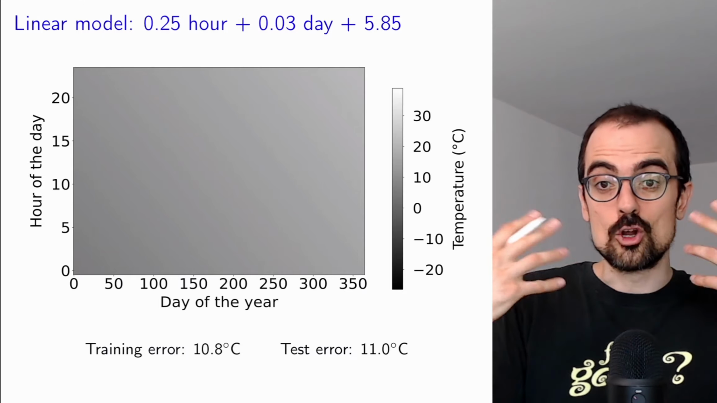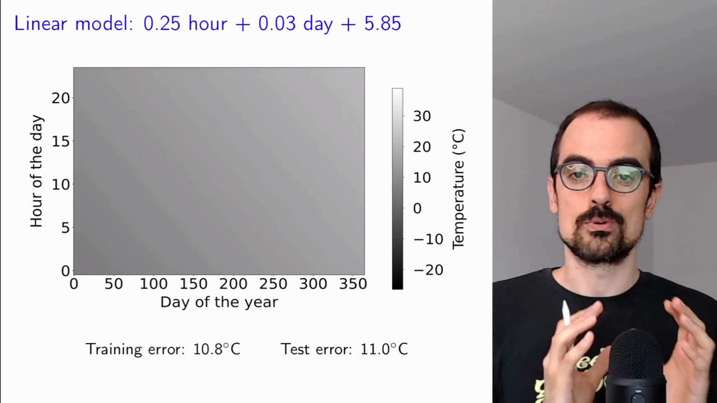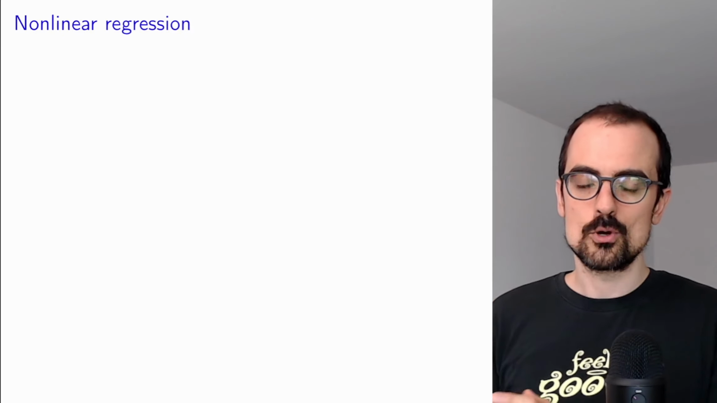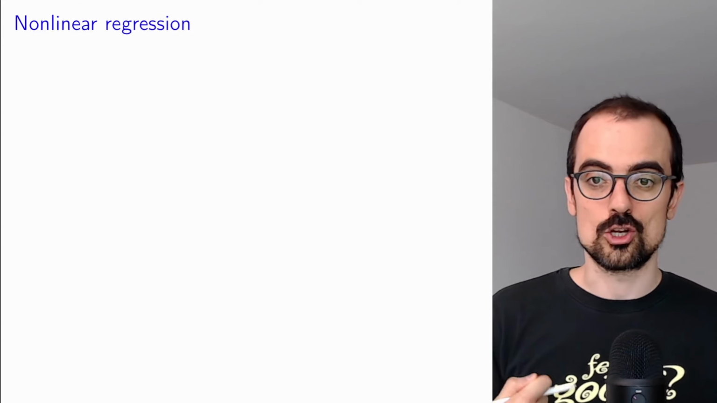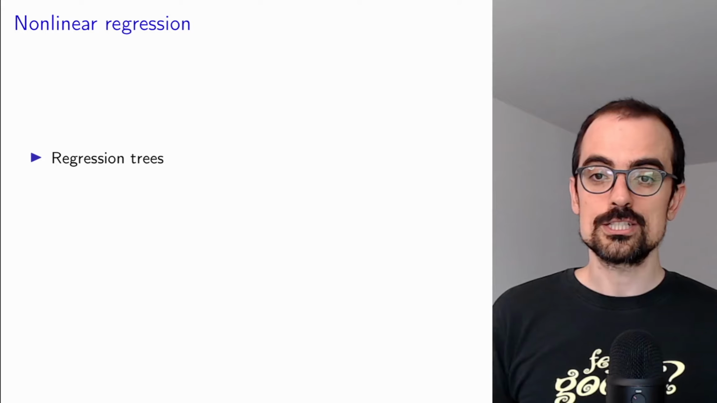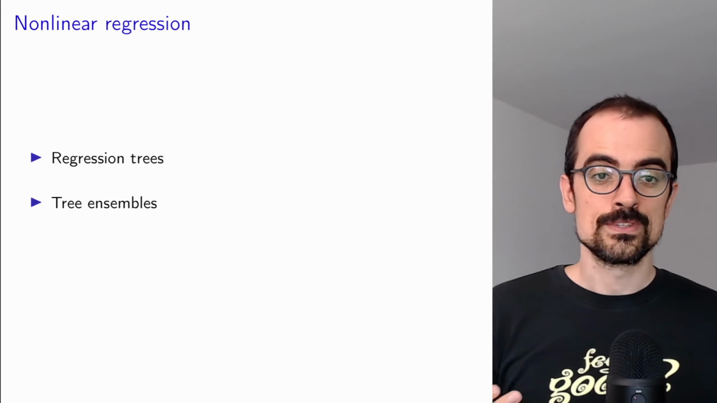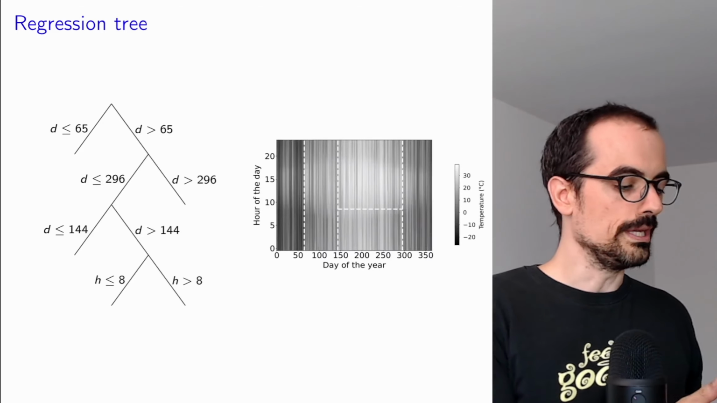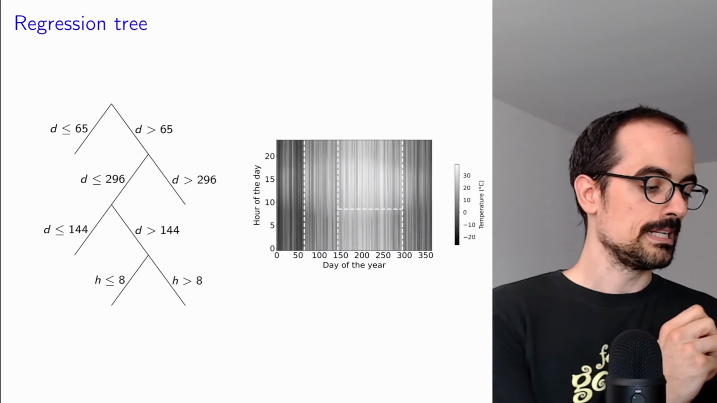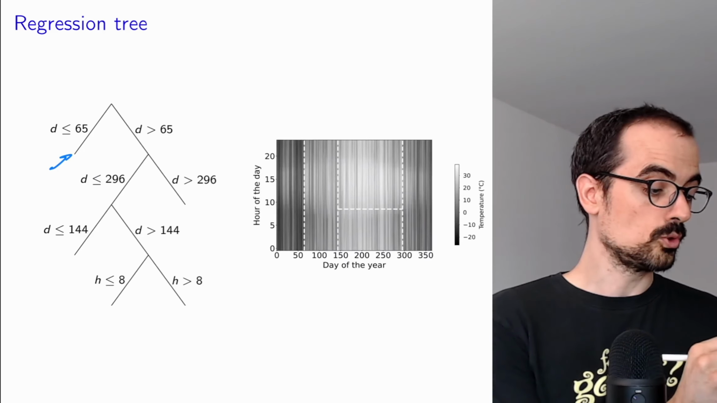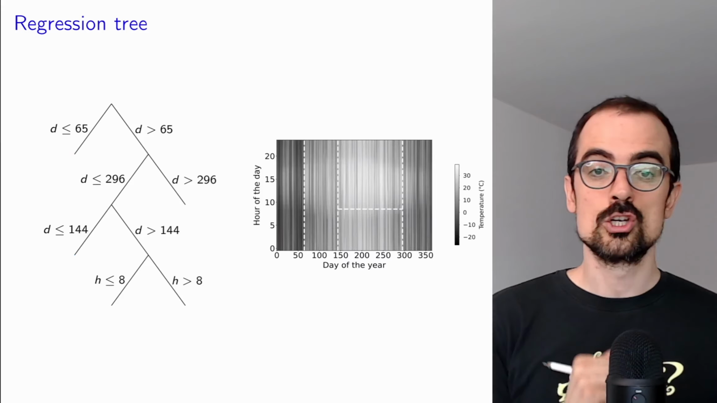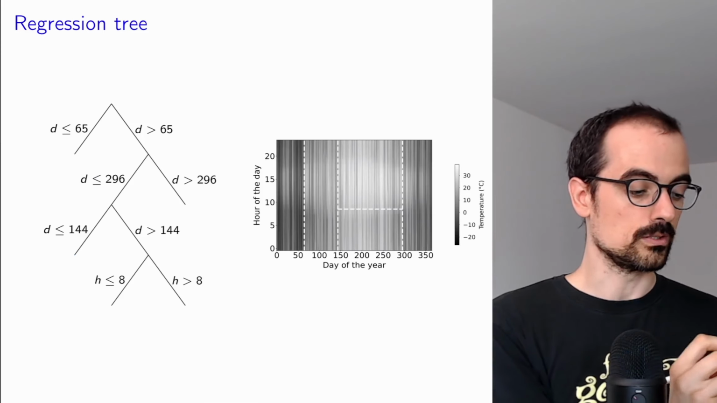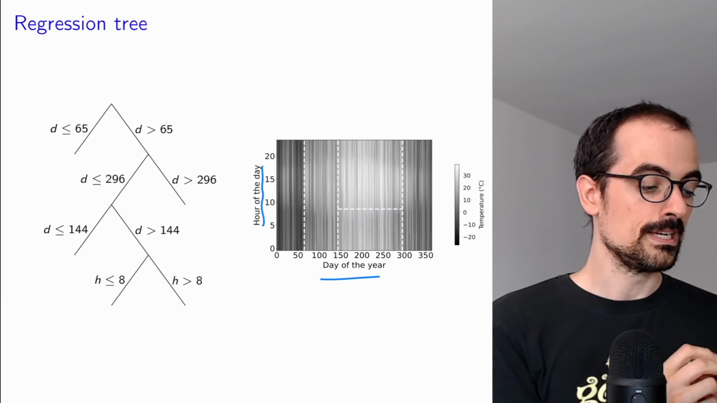And this is because there are some nonlinear patterns that we need to capture in order to perform regression for this data set. Now we're going to consider 3 different approaches to capture such nonlinear patterns. The first is going to be regression trees, the second one is tree ensembles, and the third one is neural networks. In regression trees, we build a binary tree where the leaves correspond to different subsets of the feature space. So here the feature space is 2-dimensional because we have 2 features that are the day of the year and the hour of the day.